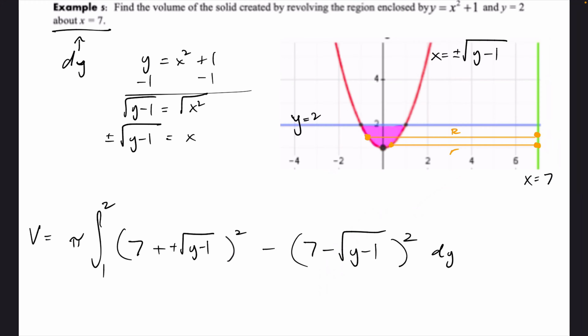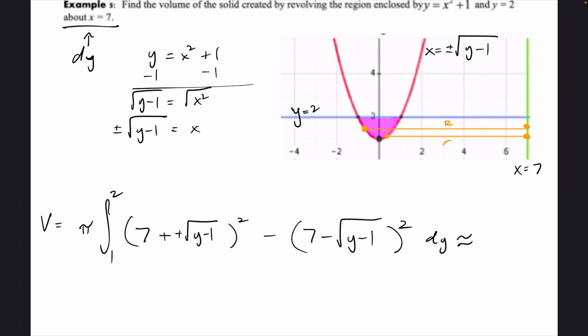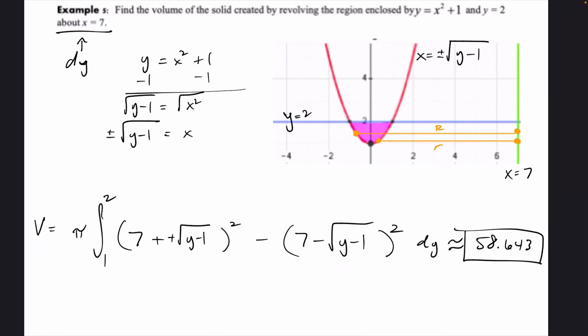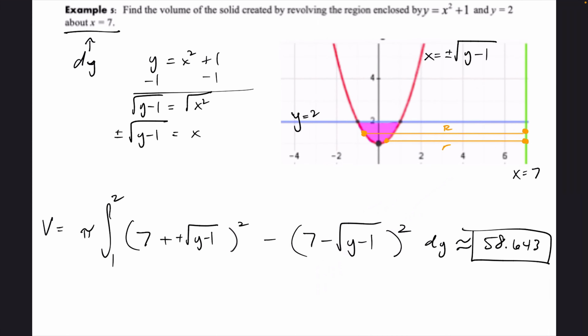Calculator. So verify you got this, or if you didn't get it, let me know. Okay, 58.643. All right.